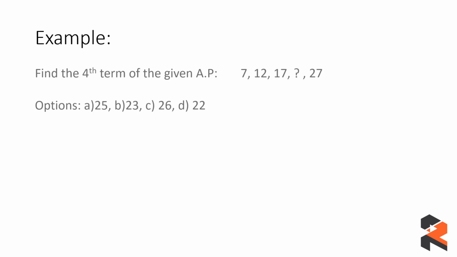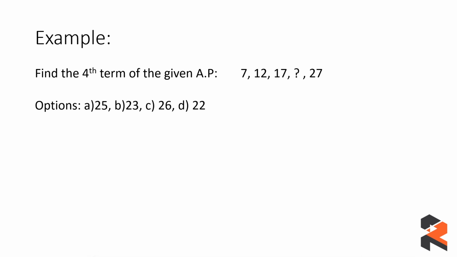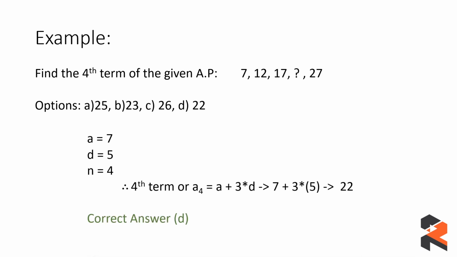Let's look at an example. We want to find the fourth term of the given AP, and we have certain numbers provided here with a question mark at the fourth position, and some options are mentioned. So how do we find it? First of all, we need some basic information from the question itself. We know that A is 7. We have D, the common difference, so 12 minus 7 is 5. And then we have n, the fourth term, which is requested. The fourth term can be calculated by the formula A plus 3D, and we have the difference D equal to 5. Putting the values in the formula, we get the answer as 22.